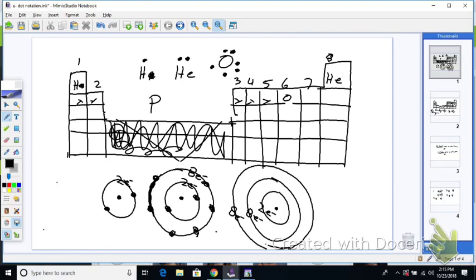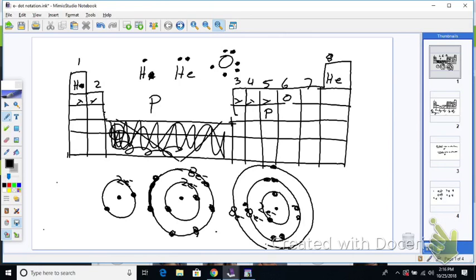So where's phosphorus? Phosphorus is right here. Is that right? Yeah. So what we'll do is we'll start. It has 2 in the first level. How many in the second level? 8. And in the third level, we'll count across. How many's in the third level? 5.